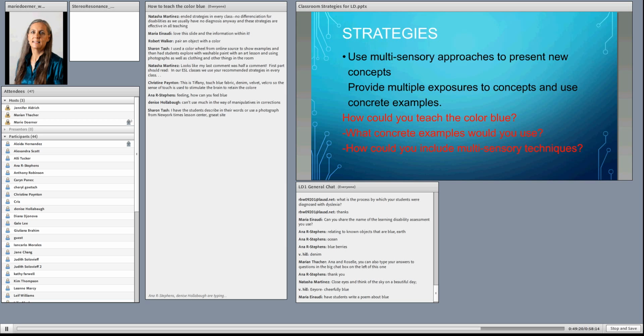Have the students describe it in their own words or use a photograph from the New York Times. Someone responded to this in a really amazing way, that in some cultures the color blue and the color green are not the same as they are in English, that the overlap of where green ends and blue starts is different. But examples and non-examples, looking at the range, and doing it multisensorily would be really good.